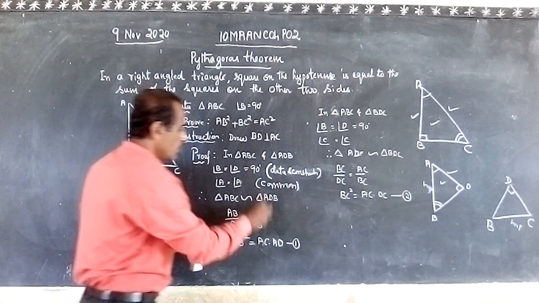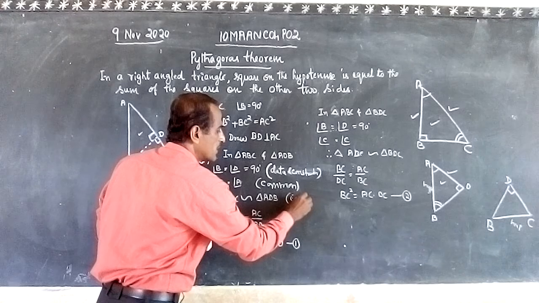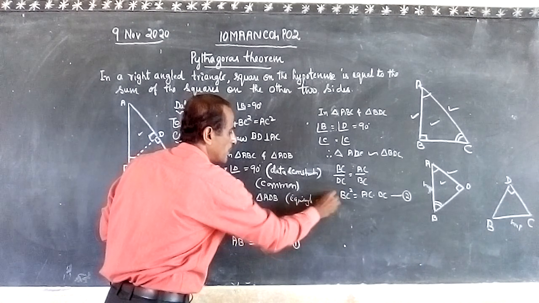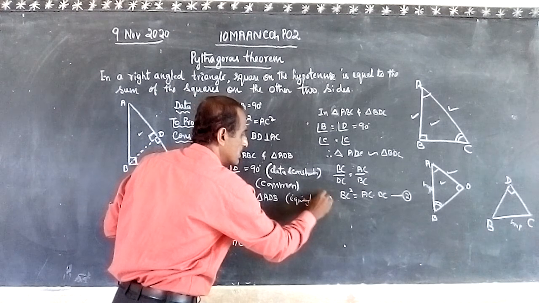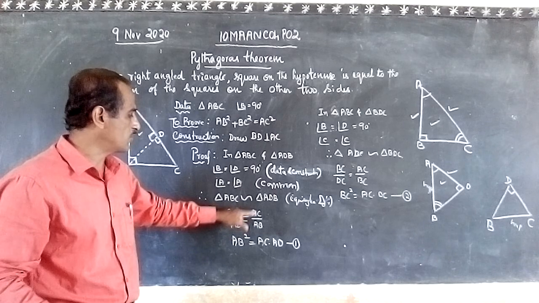AB by AD is equal to AC by AB. Why? Here we can say this is an equiangular triangle. Both triangles have equal angles. So the corresponding angles are equal, they are equiangular triangles. So we can say AB by AD is equal to AC by AB.